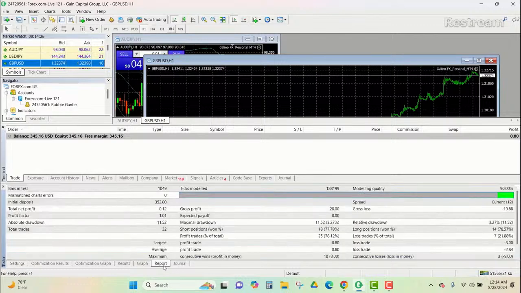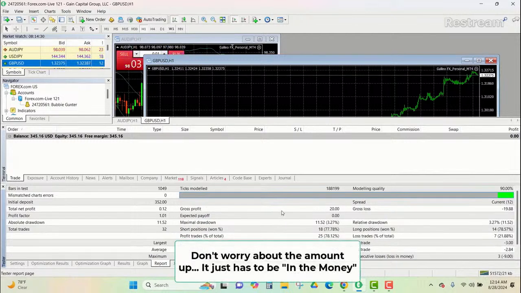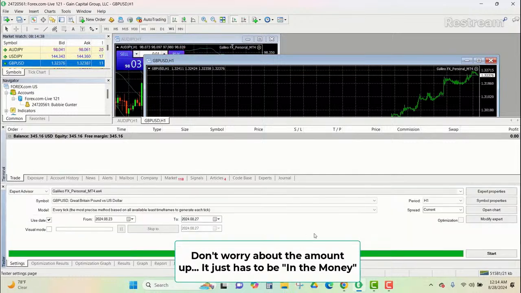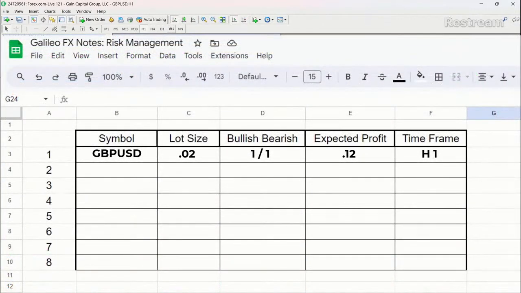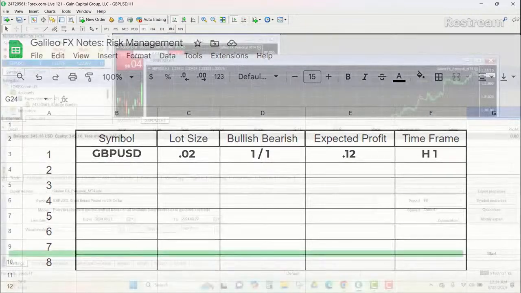So we're going to look here, and you're going to see that you're now in the profit. No big deal. $20 gain, $19.88 loss, no big deal. That's perfect. That's what you're looking for. So we now know that that is right. Now, you're going to write down your time frame, which is the 1 hour chart. Put it on your piece of paper.